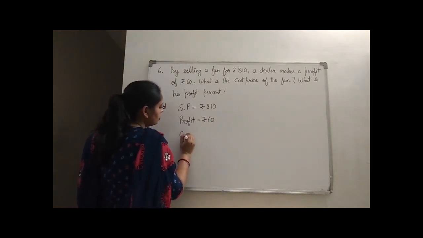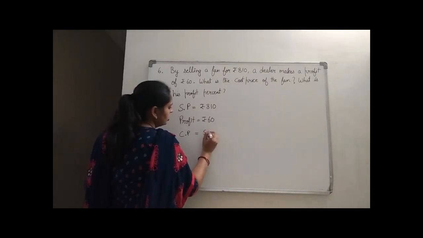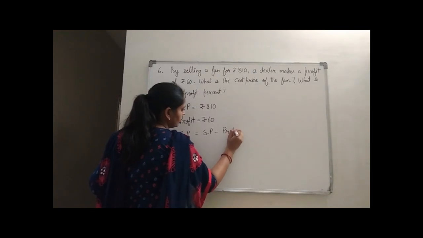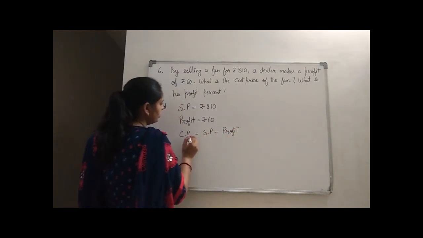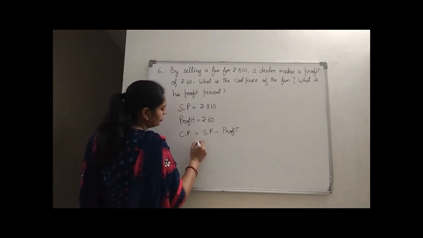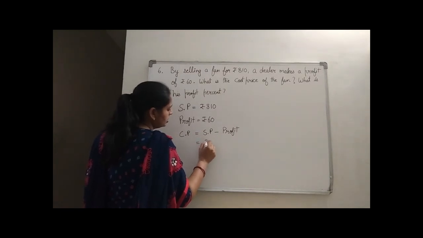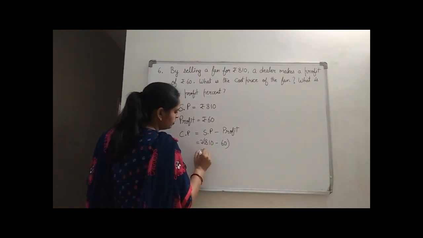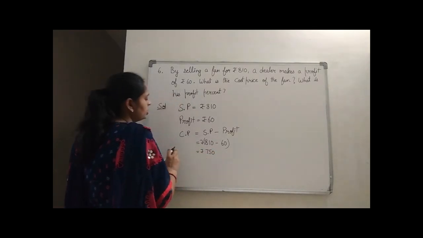Cost price will be equal to how much? Cost price is equal to selling price minus profit, because cost price is less than selling price. Right? When we are having the profit. So we are having rupees 810 minus 60 rupees. That will be equal to rupees how much? 750. So 750 is the cost price.